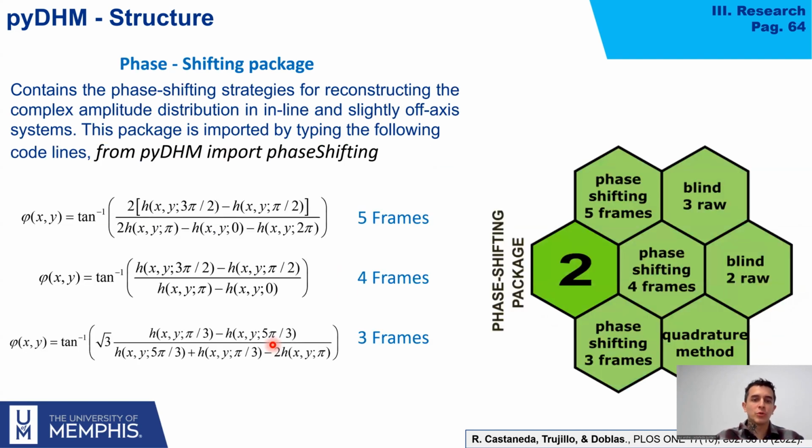Package number 2 is the phase shifting package. This package contains the phase shifting strategies for reconstructing the complex amplitude distribution in in-line and slightly off-axis systems. You can find 6 different methods. Some of these methods are the conventional implementations, for instance, 5, 4, and 3 frames for in-line holography. And also you can find blind strategies, which were developed by the Optical Imaging Research Lab.